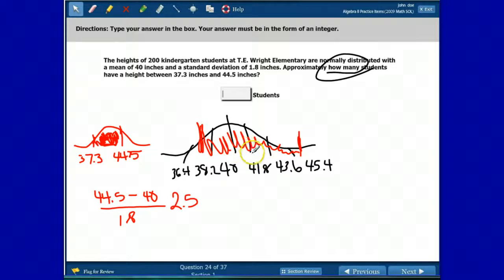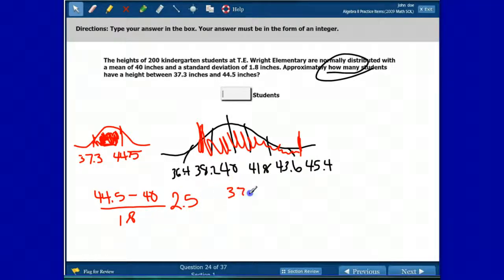Now, if that kind of makes sense, if you look, here's one standard deviation, here's two standard deviations, and the next thing I want is somewhere in between. Here's my third standard deviation right there. Anyway, I got 2.5. And the next thing I'm going to do is the same thing.